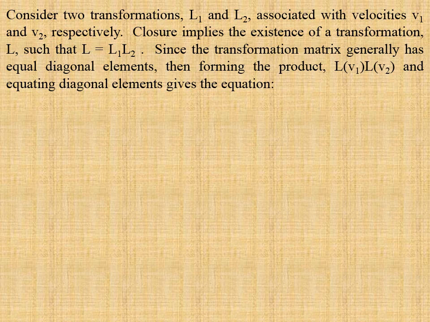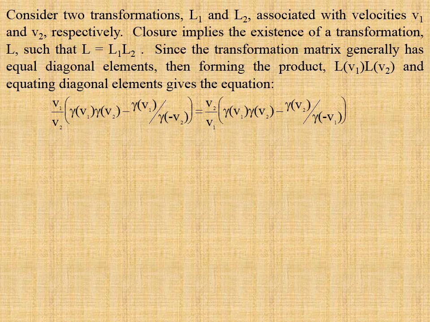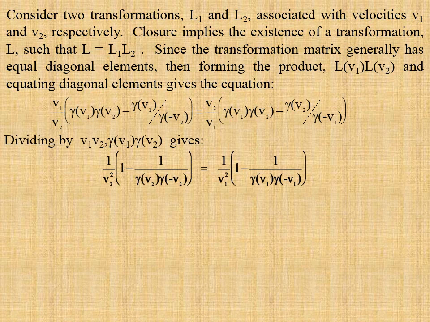But we have just seen that the transformation matrix generally has the diagonal elements equal to each other. So, if we form the product L1, L2 equal to L of v1 times L of v2 and equate the diagonal elements, we get the equation shown here. Dividing both sides by v1, v2, gamma v1, gamma v2 gives this equation, where the variables are separated. That is, the left-hand side depends only on v2, while the right-hand side depends only on v1.